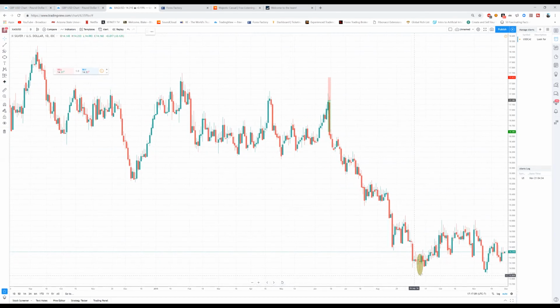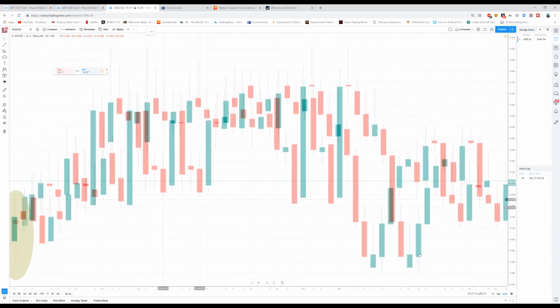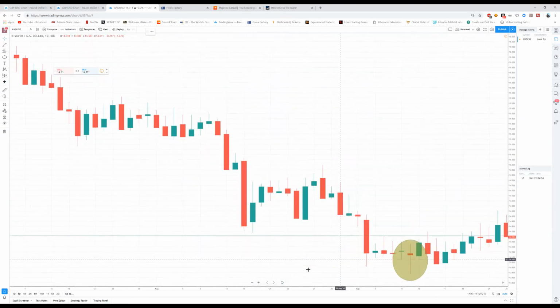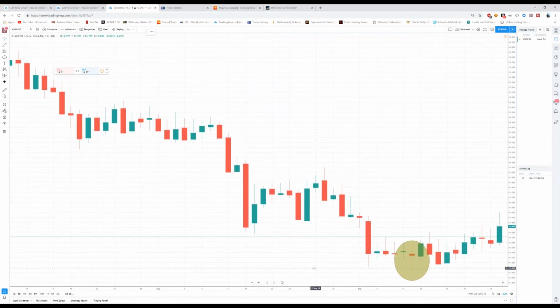So a doji with a small top wick, long bottom wick, and small body, what's this called? This is called a dragonfly. I keep zooming out. Sorry, I have a really giant monitor, so sometimes I forget. I would definitely move in with an indicator.